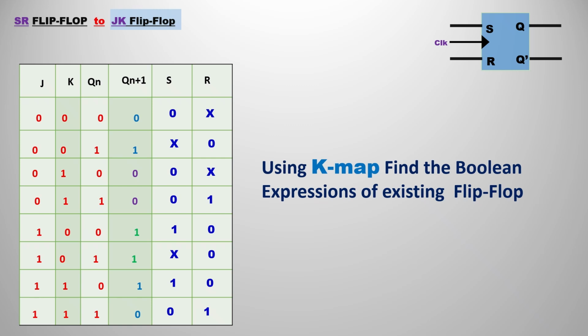The next step is using this, we are going to make the K-map and find the Boolean expressions, that is, the S and R output expressions. We can use simple Boolean algebra, or we can use K-maps. That is our wish, but for simplicity, K-map is very useful and very easy. So we are going to follow with the help of K-map rules.